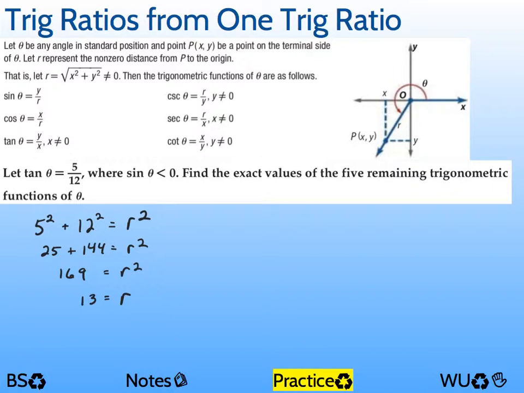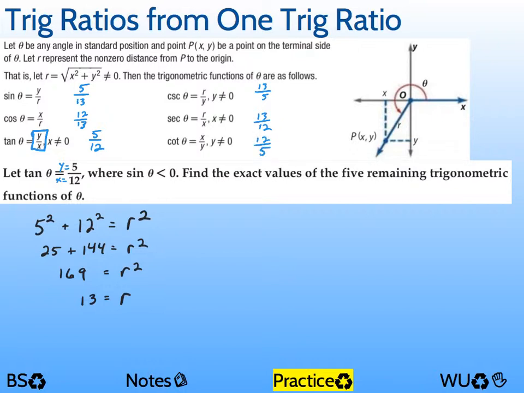So, if we look that tangent is 5 over 12, and we know that tangent is y over x, that means that our y equals 5, and our x equals 12. So first off, let's just label 5 over 12 for tangent. But now, if the y is 5, that would mean sine is 5 over our r of 13, cosine is 12 over 13, and then, going here, we take the reciprocals. We have 13 over 5, we have 13 over 12, and we have 12 over 5.